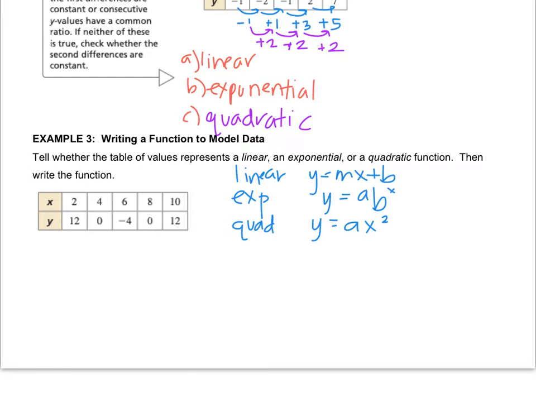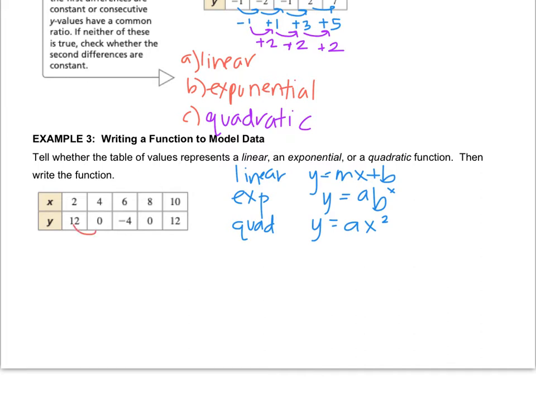So first we have to determine if it's linear, quadratic, or exponential. And we could do the second differences, and we actually are. But easier than that, you can see the symmetry. You see the x values have a constant pattern, and you see the symmetry in the y values. So that's a dead giveaway that it's going to be quadratic. But let me show you the second differences trick as well.